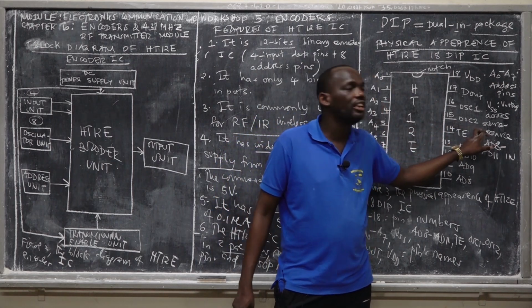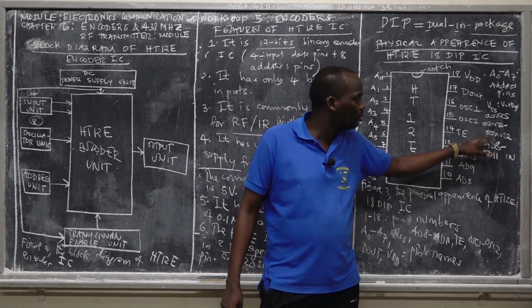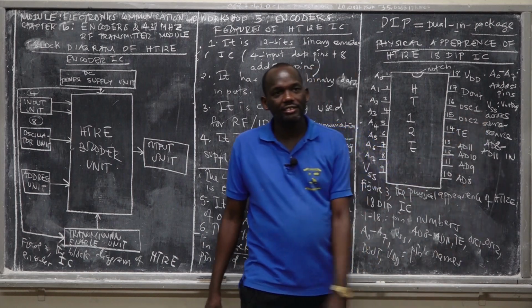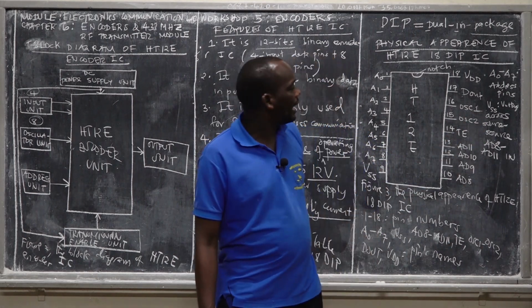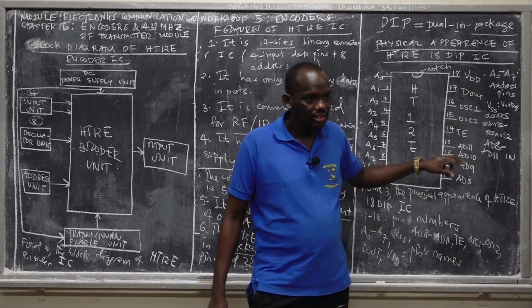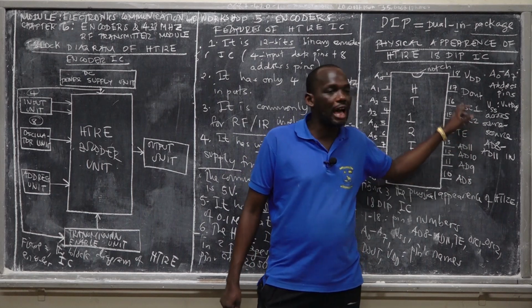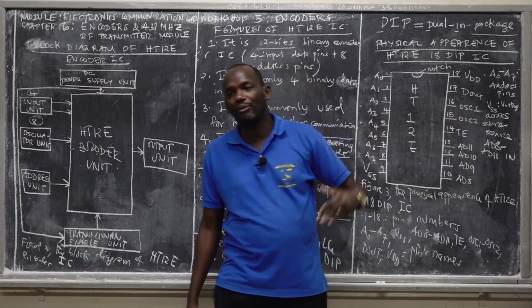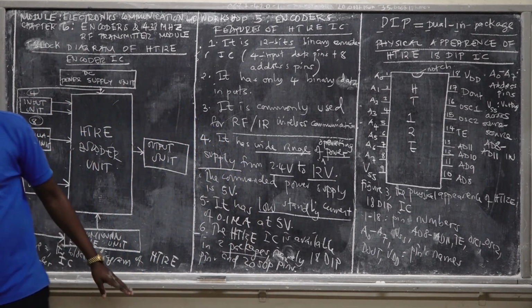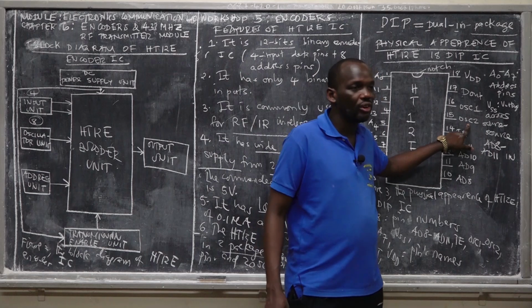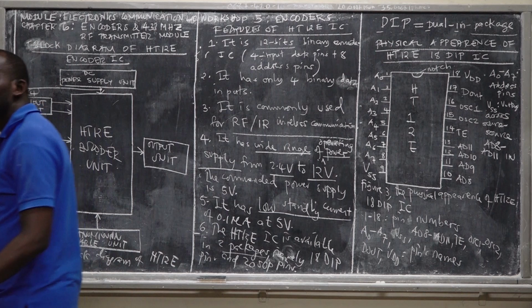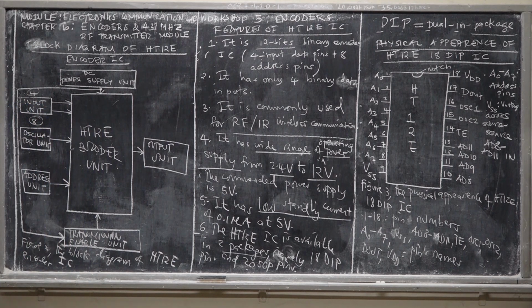Then we have OSC2 and OSC1. Omachi, stand up. OSC is an abbreviation of oscillator. Say oscillator. So simply, it is oscillator pin 2, oscillator pin 1. Say oscillator pin 2, oscillator pin 1.